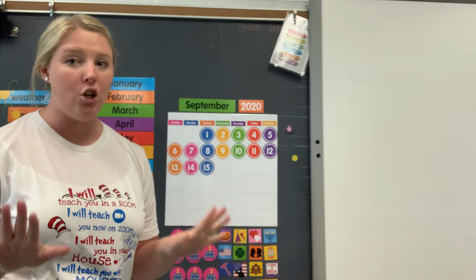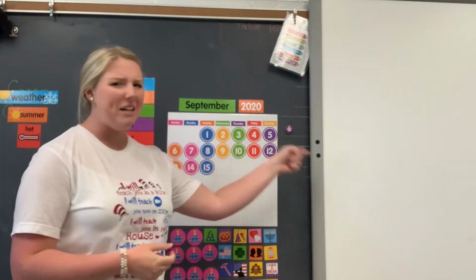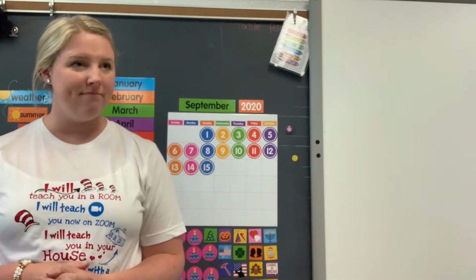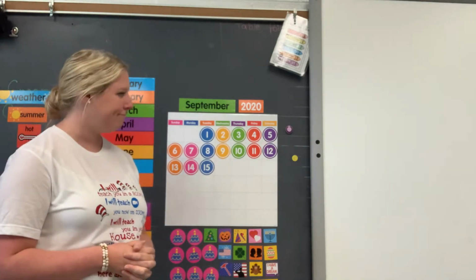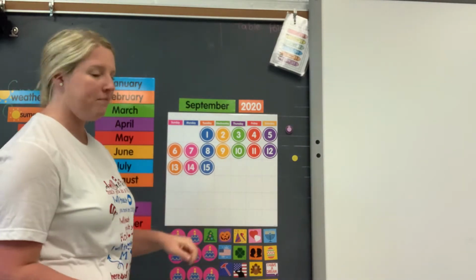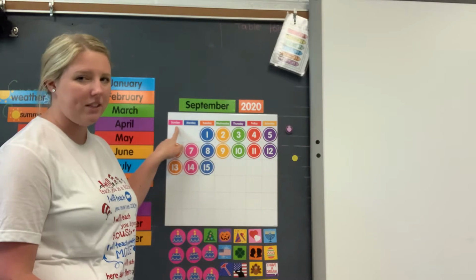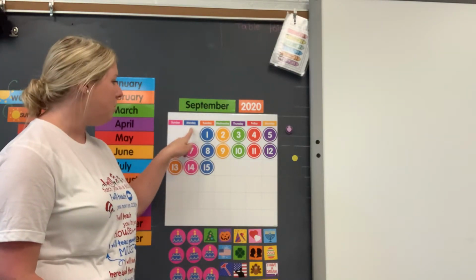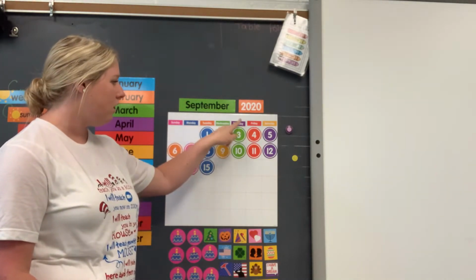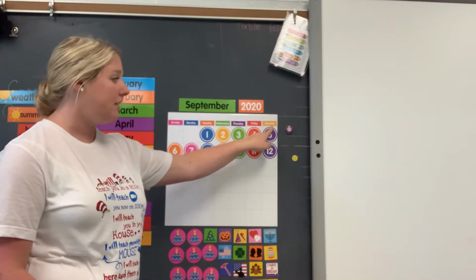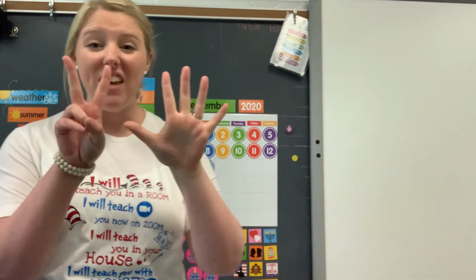Now I'm gonna throw a new question at you. How many days of the week do we have? Let's count them. We start on Sunday, right? So let's count. 1, 2, 3, 4, 5, 6, 7. We have 7 days of the week.